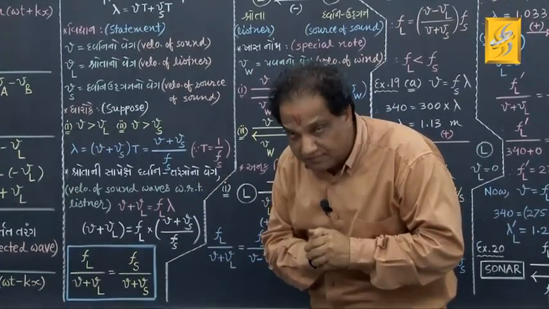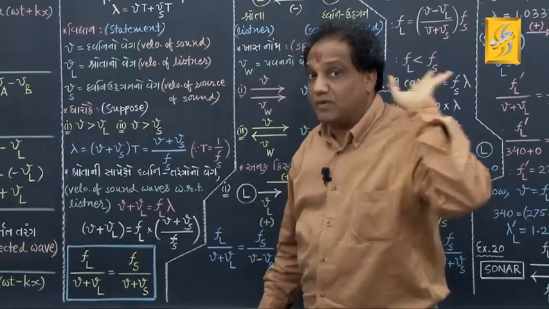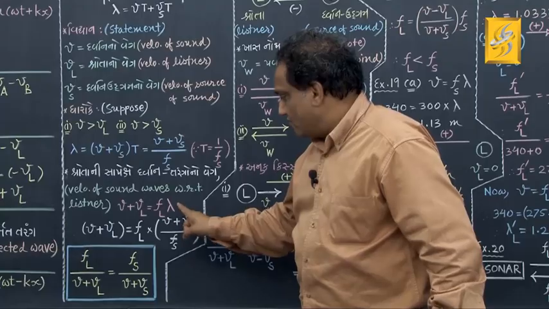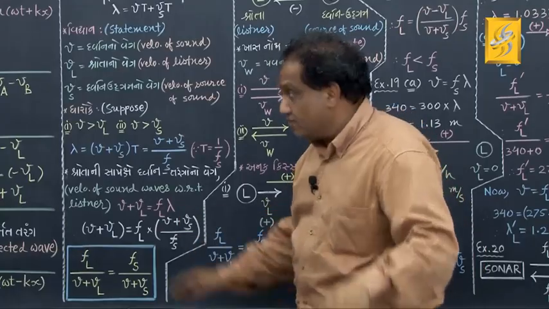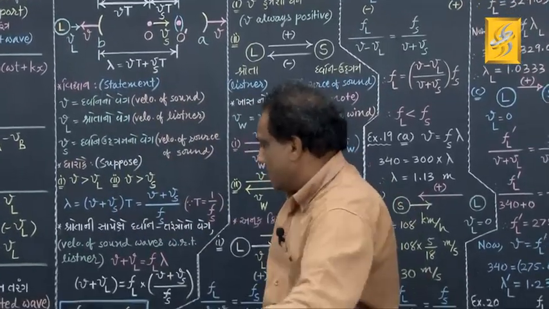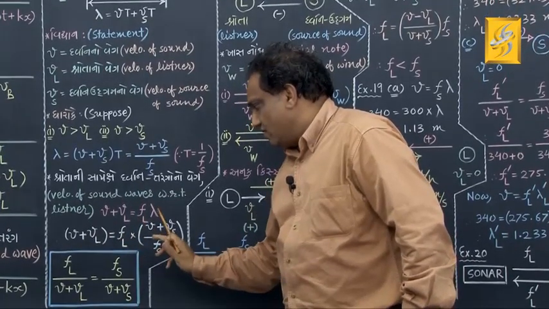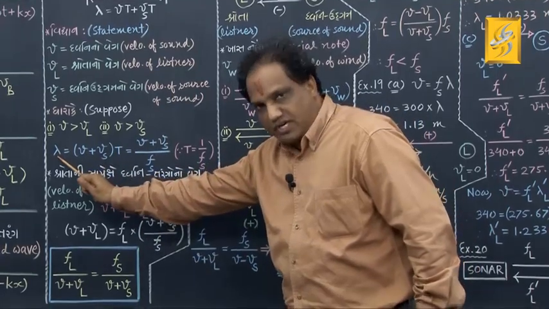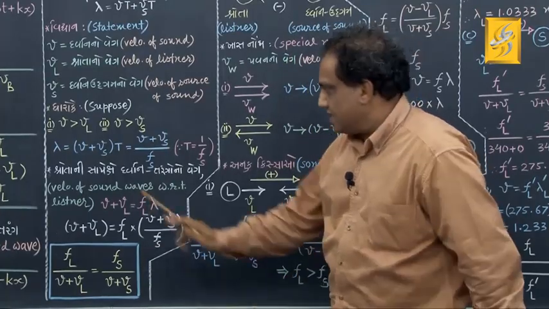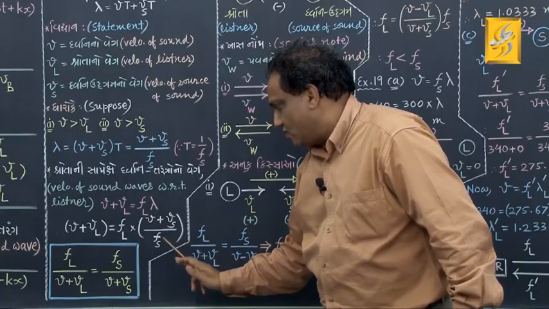I repeat, what is V plus VL? Relative velocity of sound waves with respect to listener. What is FL? Frequency of sound heard by the listener. What is lambda? Wavelength of sound waves approaching towards the listener in this case. Correct? Fine. Now tell me, this V plus VL as it is, FL as it is, but what about lambda? Lambda formula just now we got it. It is V plus Vs upon Fs.